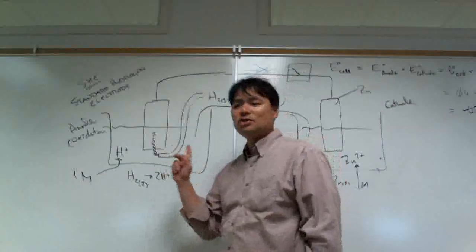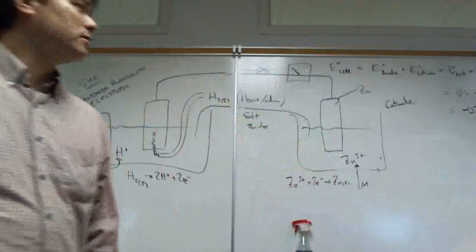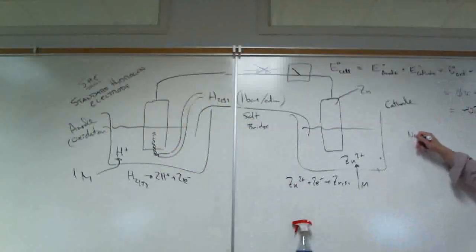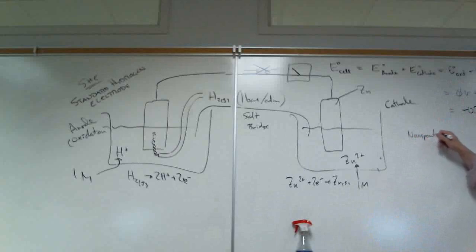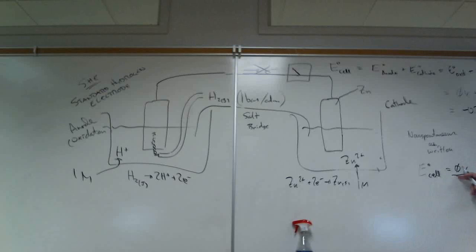You know what this should be? I should redo this. And so what we see is this is non-spontaneous as written. Because what we have here is this. A cell potential is what we call an absolute zero. When the cell potential is 0 volts, that means something. A cell potential of 0 volts means we have a completely dead battery.